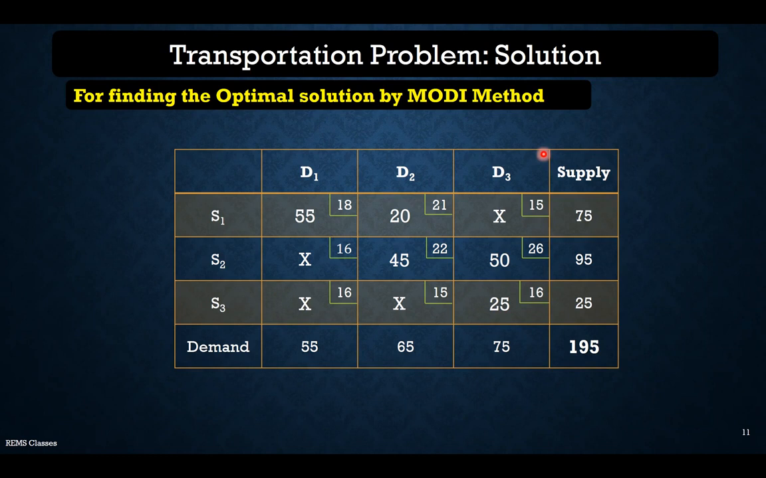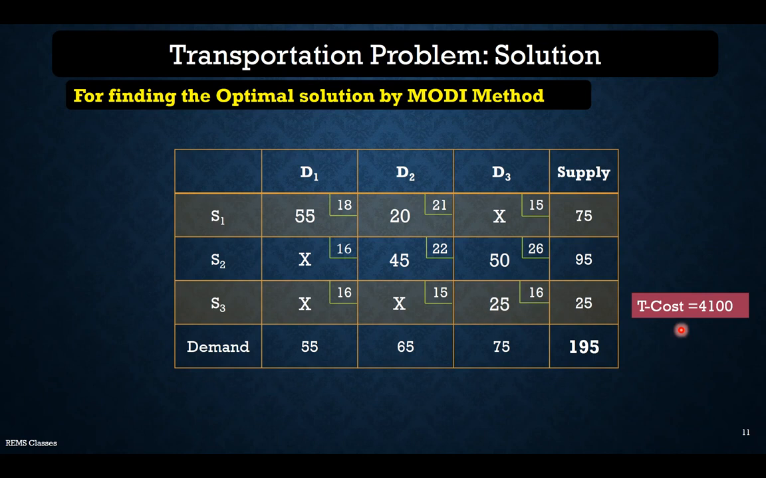Right now, if we calculate the transportation cost: 55 into 18 plus 20 into 21, 45 into 22, 50 into 26, and 25 into 16. If we add these, we have a transportation cost of 4100. We'll check whether this 4100 is minimum or not.